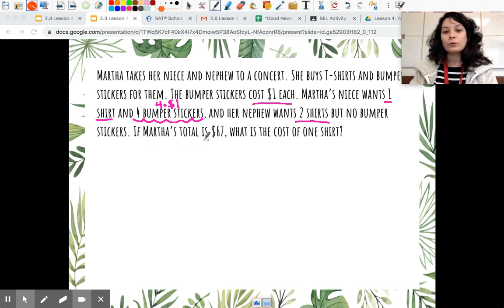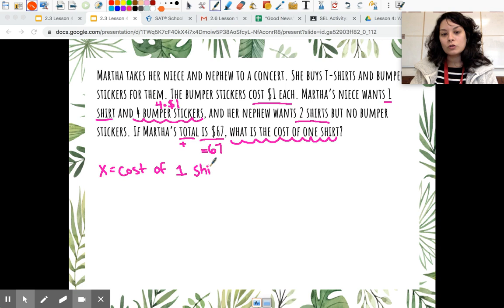If Martha's total is 67, so equals 67, and again, total means that you're adding what she paid for both the niece and the nephew together. What is the cost of 1 shirt? So that question is our variable. It's not always a question, but if you see a question at the end of the word problem, chances are that's your variable. So I'm going to say x is the cost of 1 shirt.